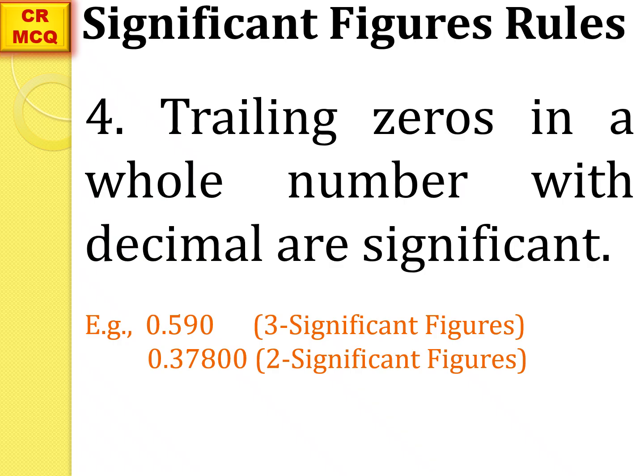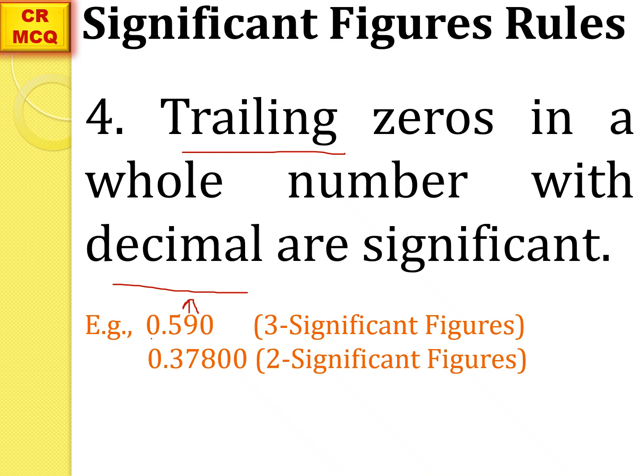Next rule is trailing zeros in a number with a decimal are significant. Trailing zero means the zero that is written after the last non-zero digit. Here in 0.590, 9 is the last non-zero digit. So whatever zeros are written after the last non-zero digit, these are referred to as trailing zeros. Trailing zeros are considered as significant.